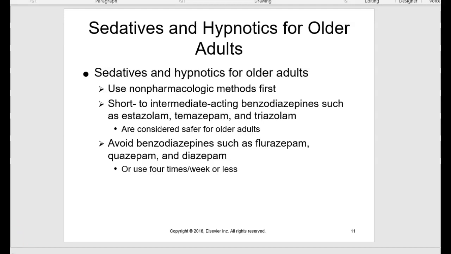Sometimes it may be discomfort or pain that's causing problems for the older adult with sleeping. So occasionally a non-steroidal anti-inflammatory drug such as ibuprofen may be taken to help alleviate the discomfort in the patient and can help promote sleep. In terms of the benzodiazepines, I just want you to know that long-acting is not preferred for older adults, that short to intermediate-acting benzodiazepines would be preferred. I'm not worried about you knowing the specific names, but just recognizing that short to intermediate-acting benzodiazepines are preferred for the older adult.